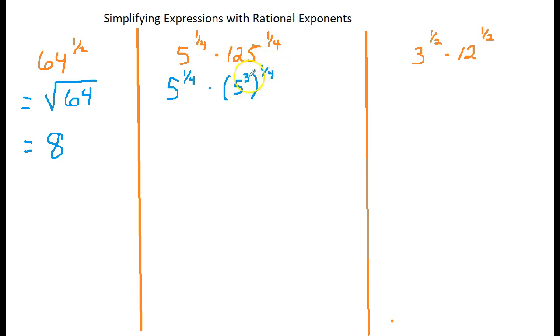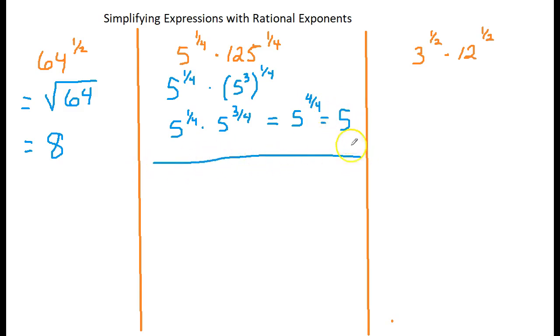Well, power to a power, I multiply my exponents. So I really have 5 to the 1/4 power times 5 to the 3/4 power. Well, we know with the properties of exponents that when your base is the same, you just add your exponents together. So I have 5 to the 1/4 plus 3/4 gives me 4/4, which reduces to 1. So this is just 5.